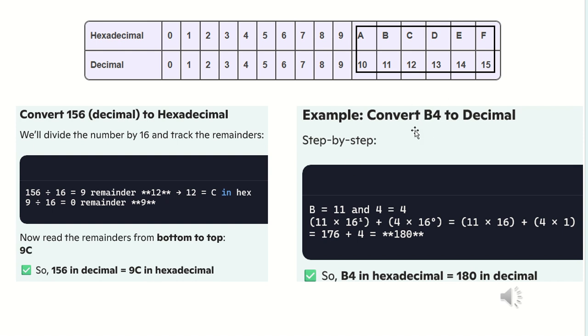Now we have to convert hexadecimal to decimal value. For that, we have to divide the given hexadecimal values into two different types.